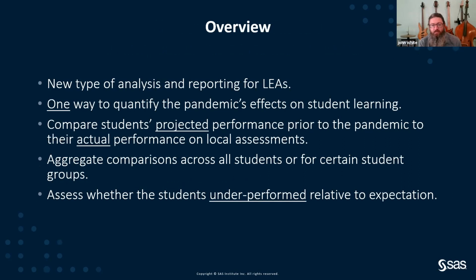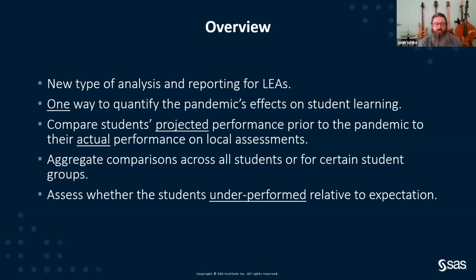What we mean by projected performance is we're going to project out into the future prior to the pandemic on where students should have ended up or where they were expected to end up. And we're going to compare that to their actual performance on some of these local assessments. We're going to aggregate those comparisons across all students as well as for individual student groups, such as our English learners or economically disadvantaged students, or maybe for the different race categories, and ultimately trying to determine if we saw differences among the different groups that we're looking at.